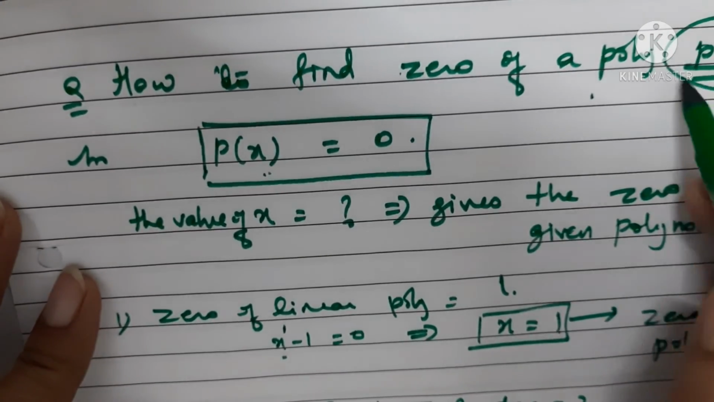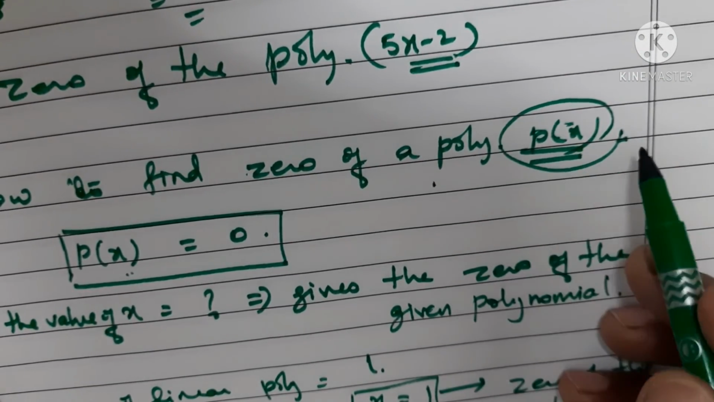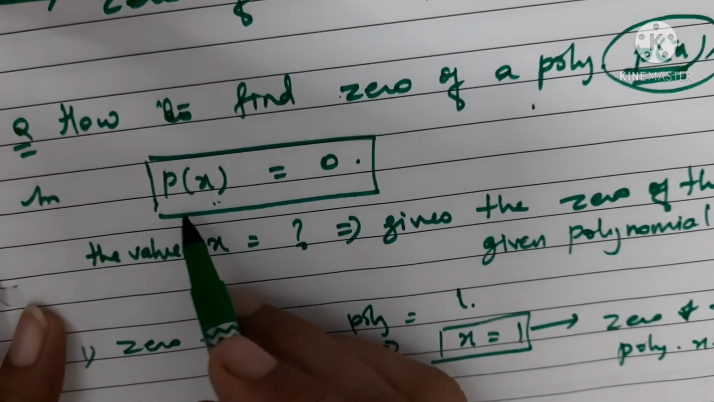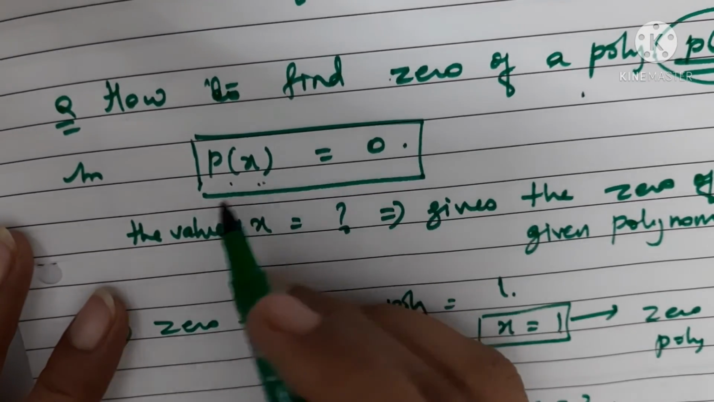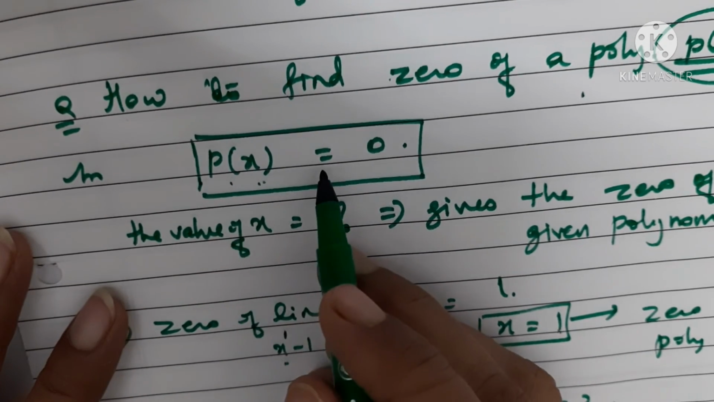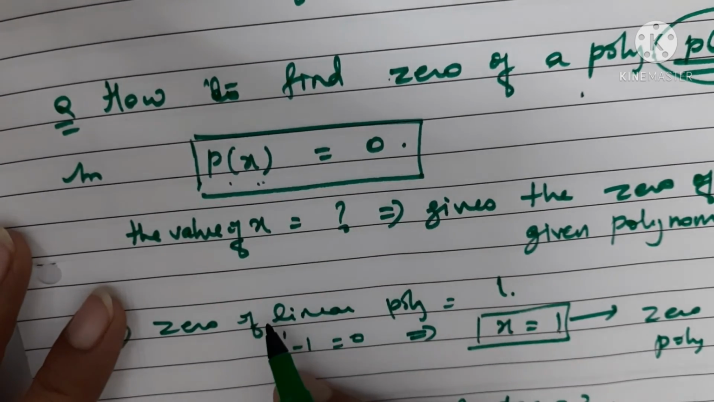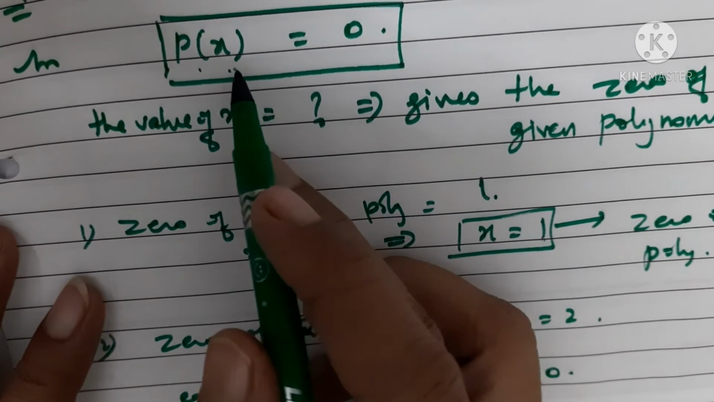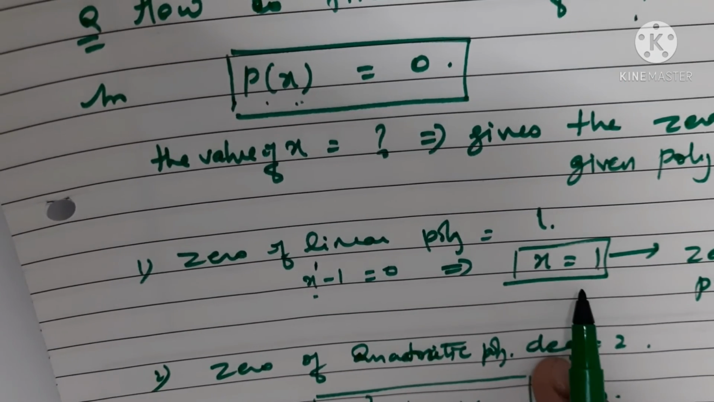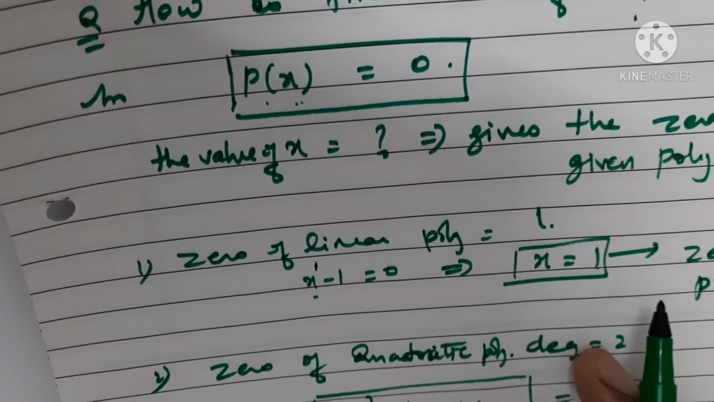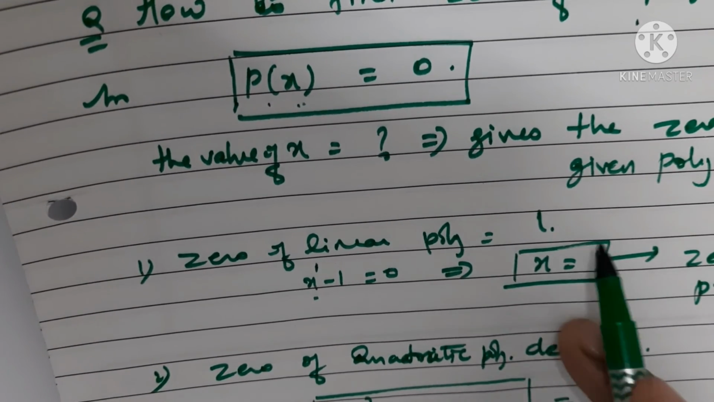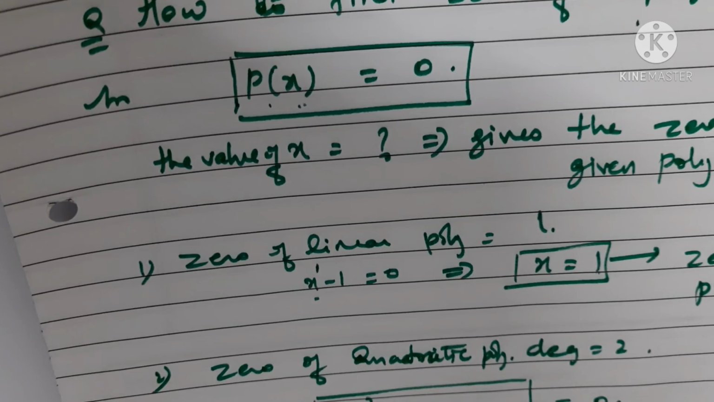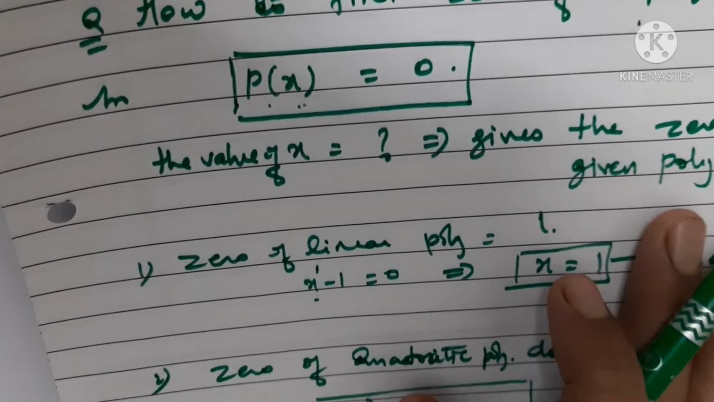It means you take the given polynomial, make it equal to 0, solve for the value of x, and once you get the value of x, that value of x becomes the zero of the polynomial. Understood? That value of x here becomes the zero of the polynomial. Okay, so this is what we have done.